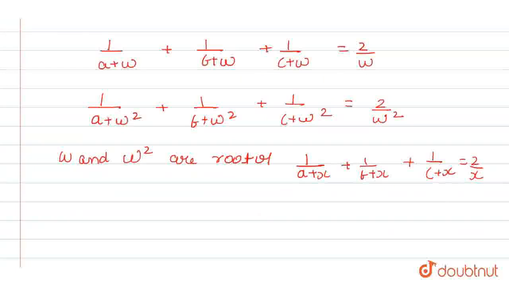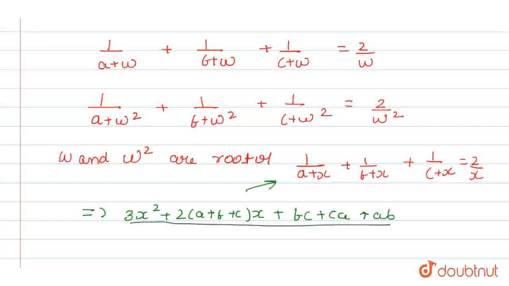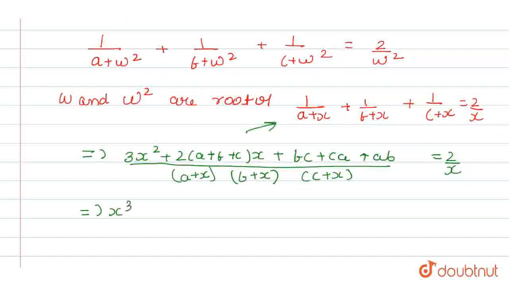Now from this equation, after taking LCM, it will become 3x square plus 2 of a plus b plus c into x plus bc plus ca plus ab upon a plus x into b plus x into c plus x equal to 2 by x. Now from this we will get the equation x cube plus bc plus ca plus ab into x minus 2abc.